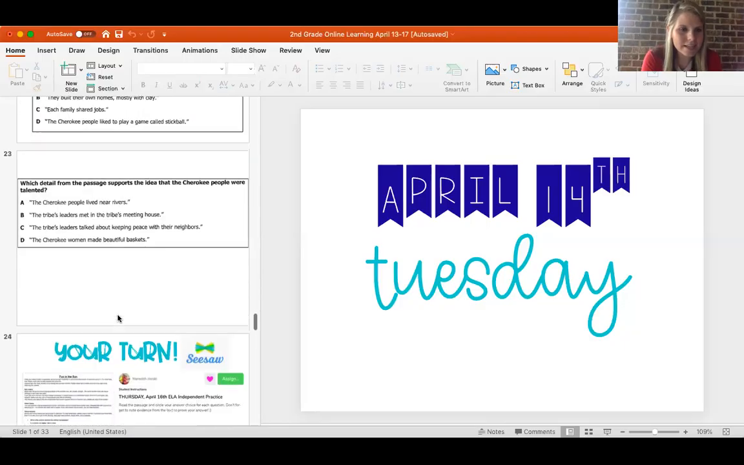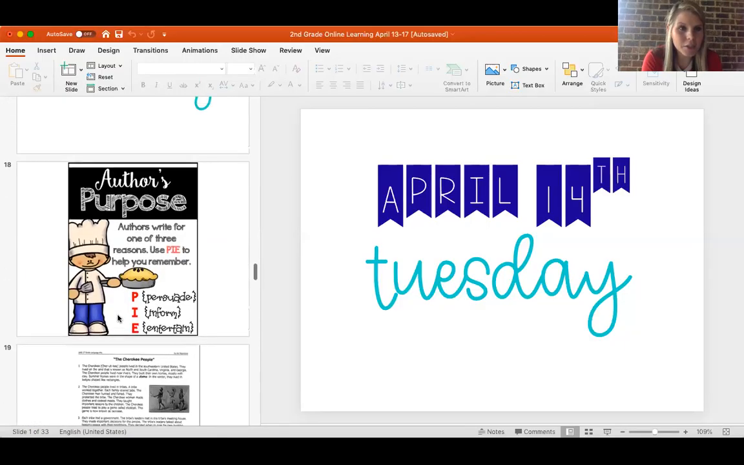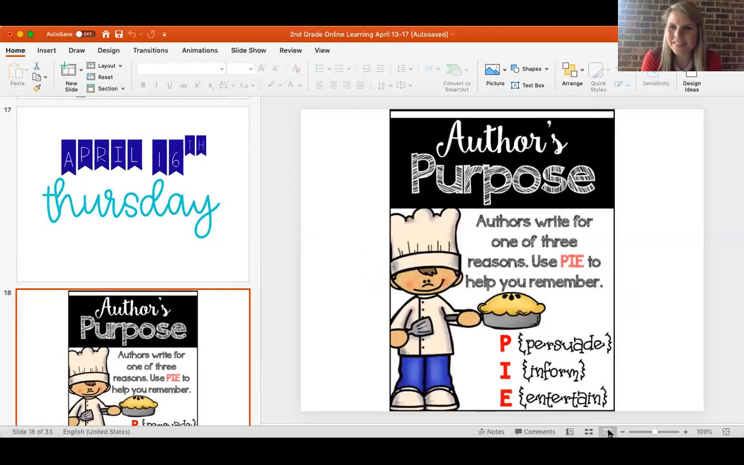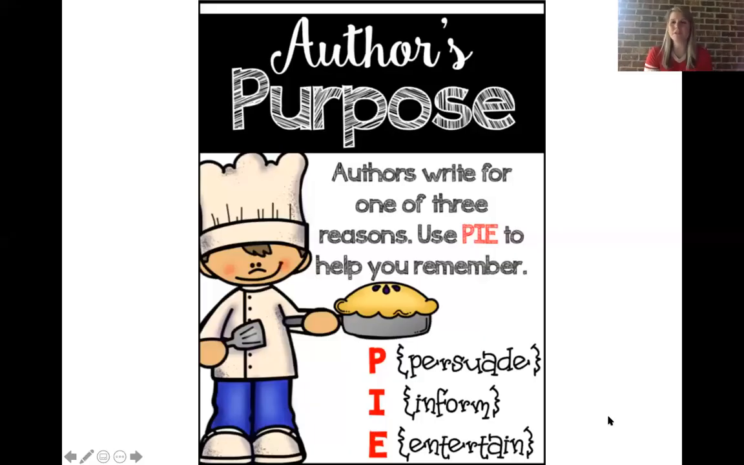And today is Thursday, so let's get to the right thing. Yep, Thursday, April 16th. Here we go. All right, so quickly, let's just review that acronym PIE for author's purpose. And we use this to remember that authors write for one of three reasons.